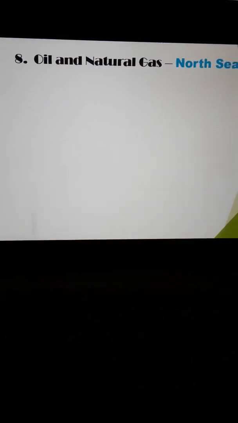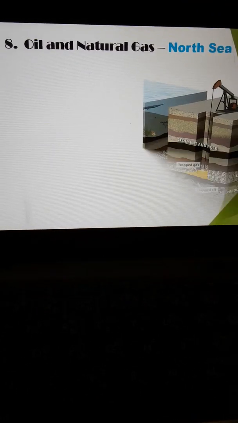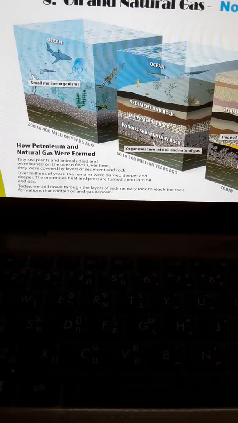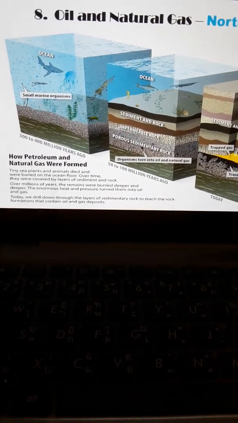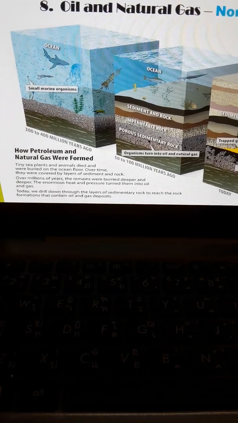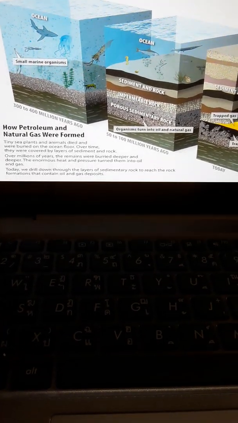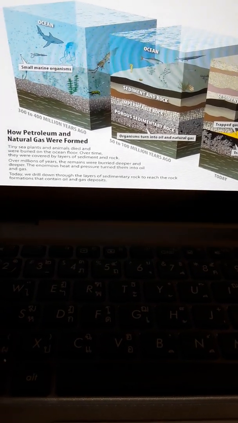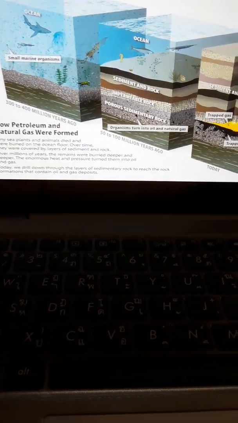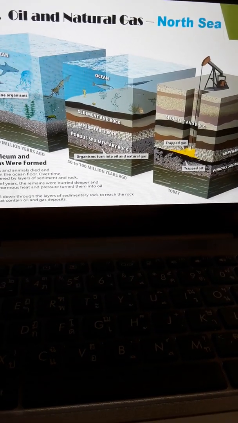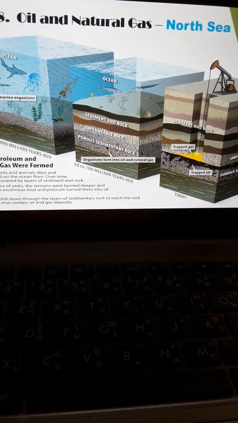They still have oil and natural gas. These are found in the North Sea. This natural gas and oil are from the deep part of the ocean, and these were formed millions of years before we are able to get them.